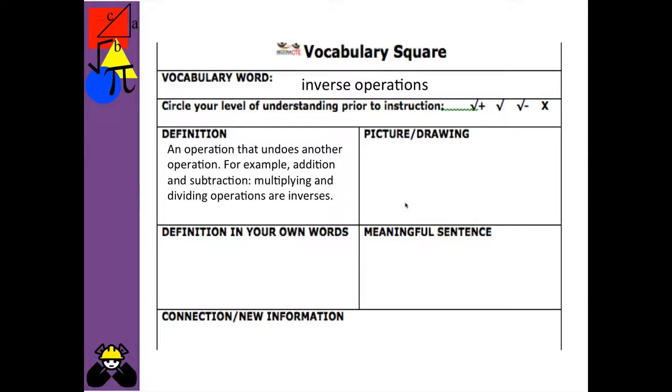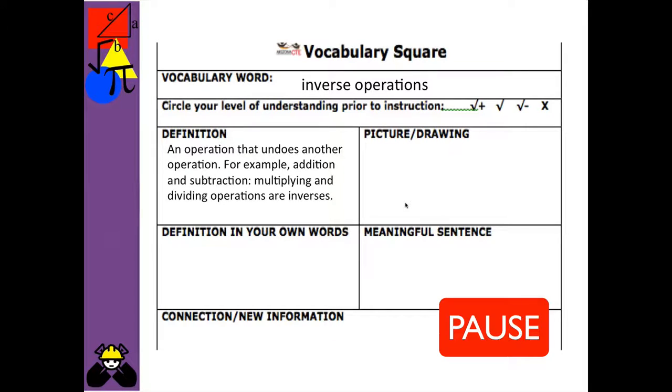One thing I need you to know, the one vocabulary term that we have today is inverse operations. An inverse operation is an operation that undoes another operation. For example, adding and subtracting are inverse operations. Multiplying and dividing are also inverse. It's kind of like going to the light switch, turning it on and turning it off. They undo each other. So on this vocabulary square, please draw a picture or a drawing that's going to help you remember what an inverse operation is, define it in your own words, and write a meaningful sentence. Connections and new information you can fill in now or as the lesson goes on.